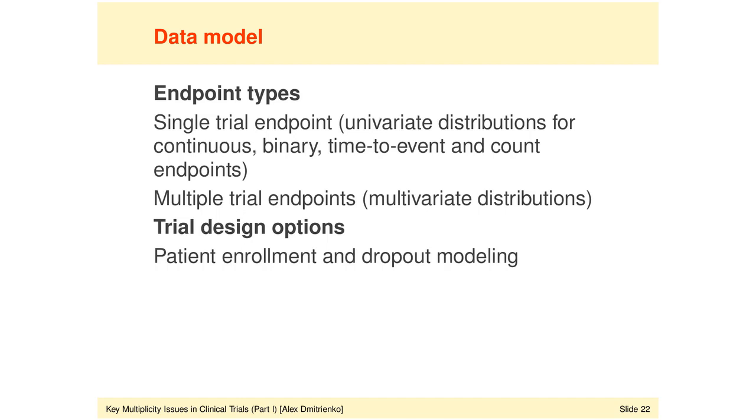And I'm using here the terminology used in clinical scenario evaluation. To remind you, a data model defines the data generation mechanism in a clinical trial. What we do within a data model is we can handle all commonly used endpoint types. For example, clinical trials with a single endpoint and univariate distributions are available for continuous, binary, time to event, and count endpoints.